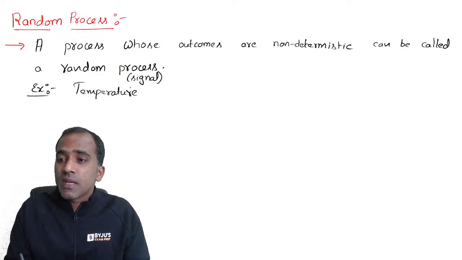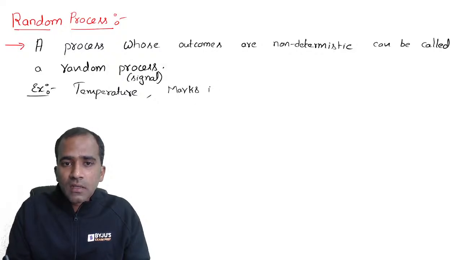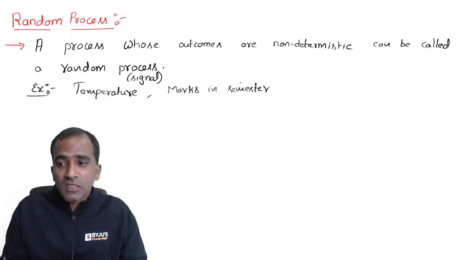Something which happens with time undeterministically. What else? Marks in semester. Can I say that? A student joins in the first semester. Okay. What will be his first semester result? He does not know. Right. Hey, what is the second semester result? That also he does not know.